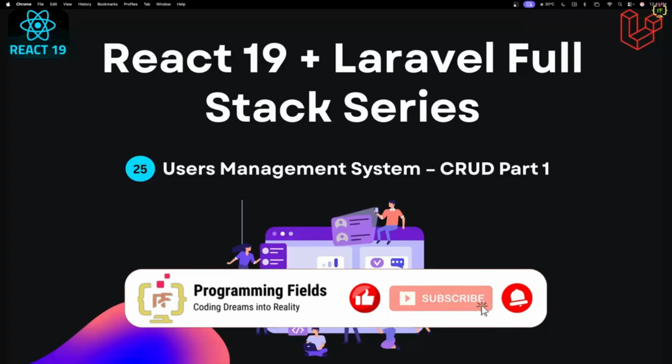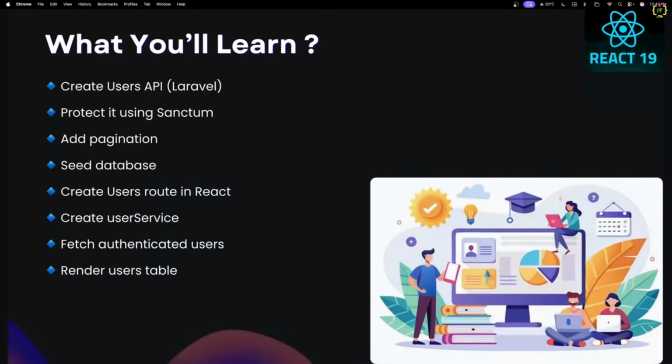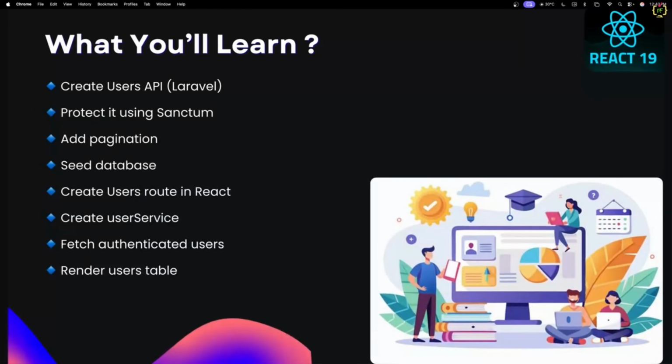Now let's start building. But before we start, here is what we are going to cover in today's episode. So firstly, we'll start from creating the users API in Laravel. And we will protect that API using the Sanctum auth middleware that we already covered. We will apply pagination on that.